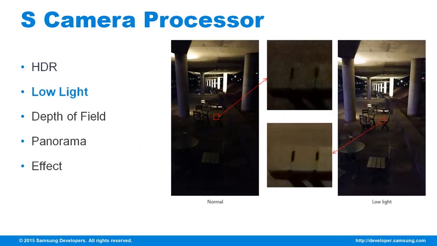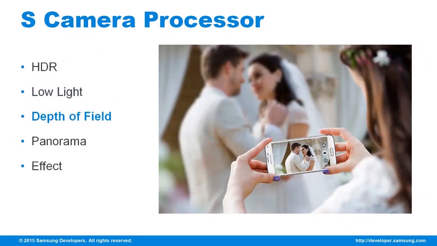Next is the low-light processor, which is an image enhancer for images which were captured under dark environments. It takes multiple images captured at the same exposure as input and combines them to remove noise and create a single enhanced photo. Next on the processors is the depth of field.